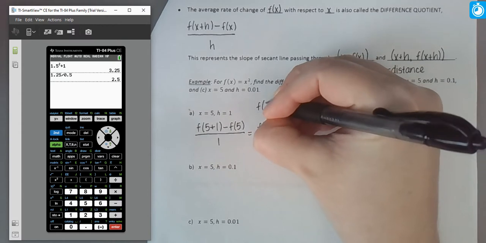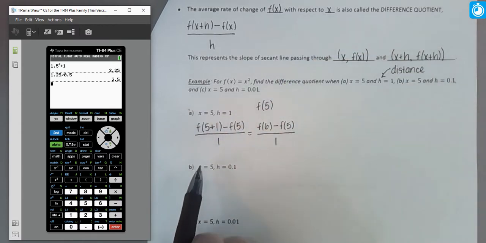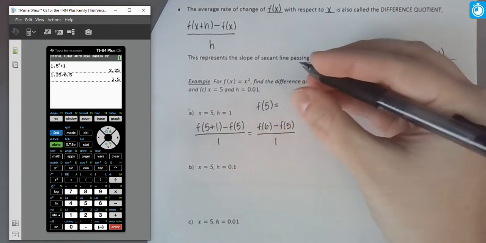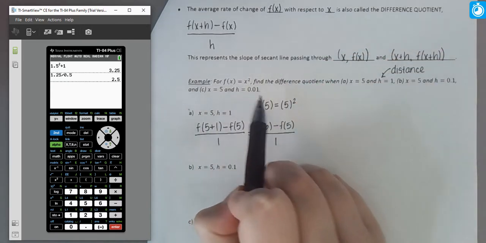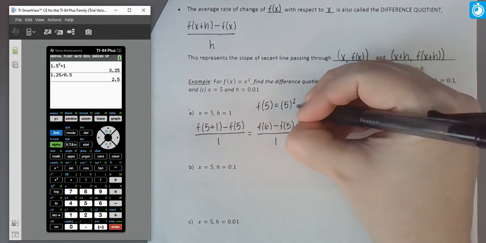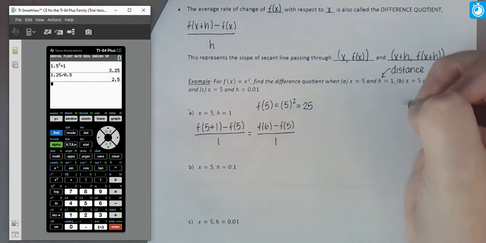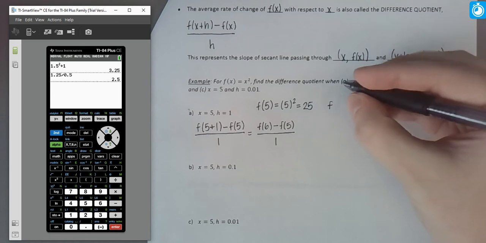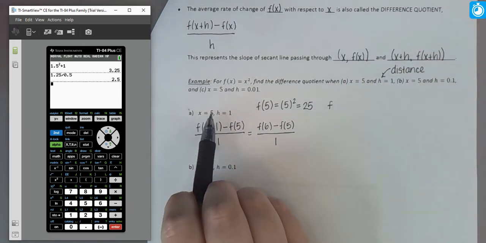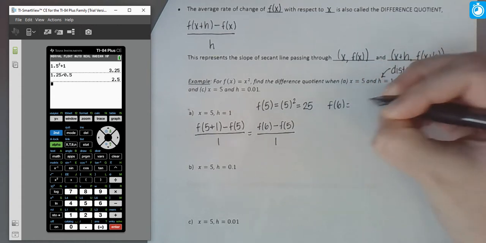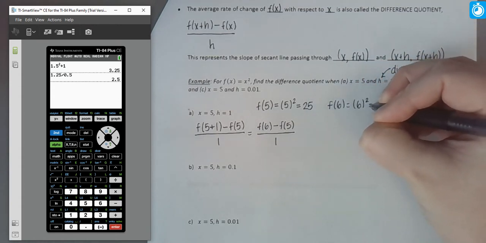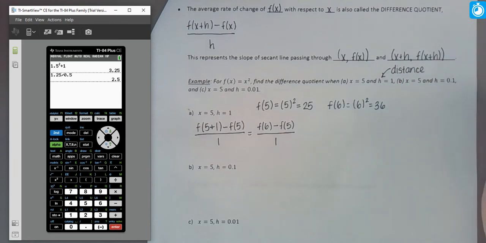Now f of 5, we're going to need for all three of these, because notice we have the same associated starting x value for each of these three situations. So that particular value we will recycle. Our function is x squared, so that's going to be 5 squared, which is 25. And then f of x plus h, in this case f of 5 plus 1, or f of 6, is going to be 6 squared, which is 36.